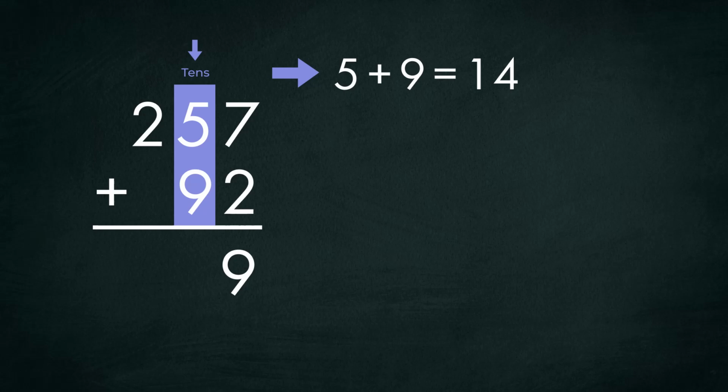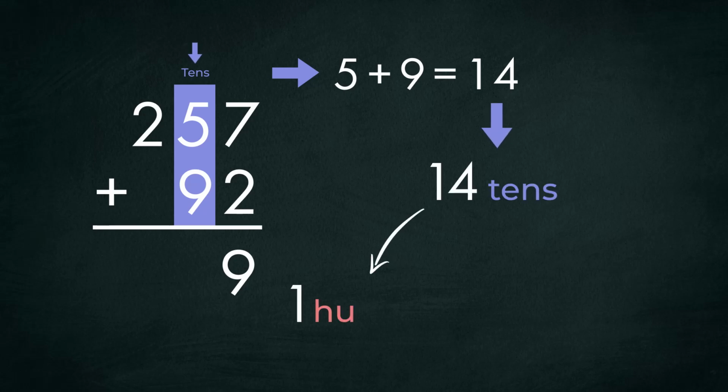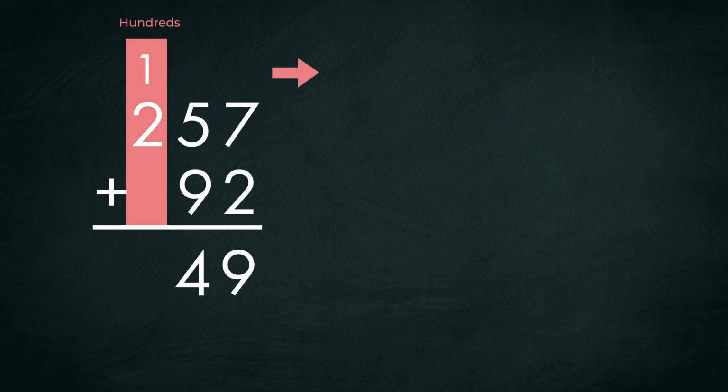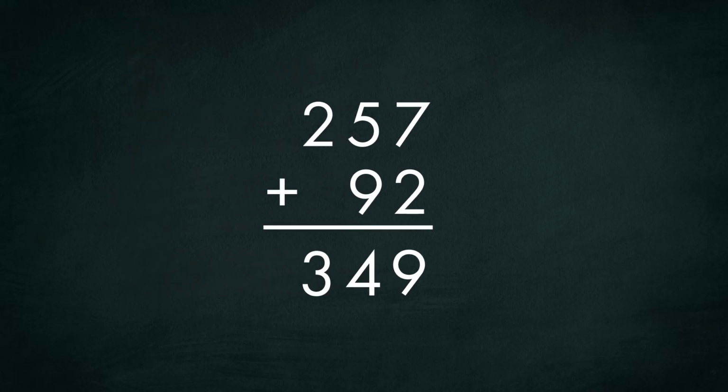This is when we need to use the regrouping method, turning 14 tens into 1 hundred and 4 tens. Write down the number 4 and carry 1 hundred into the hundreds column. Lastly, in the hundreds column, we have 2 plus nothing. But wait, we did carry 1 hundred over, right? So now it's 2 plus 1 equals 3. That means 257 plus 92 equals 349. Wow, look at you go!